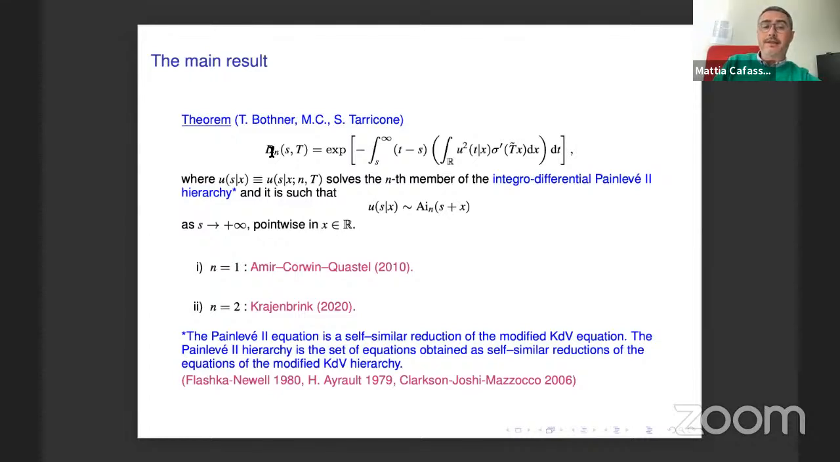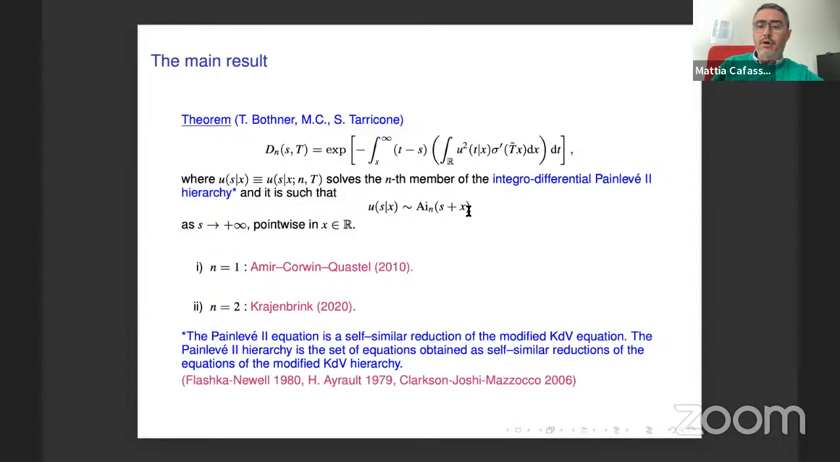It says that these Fredholm determinants D_n^ST are given by a double exponential of this type, exactly the same formula as before, but something has to change. And what changes here is that this u changes with n, and instead of solving the integro-differential Painlevé equation, actually it solves the nth member of the integro-differential Painlevé hierarchy with some boundary condition.